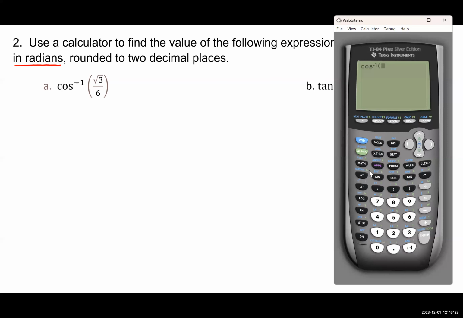Okay, so we want the square root of 3. The square root is above the x squared button. So second x squared will give us a square root. Square root of 3. I'll use the right arrow to get the cursor out of the square root. Fraction means division, so divided by 6. All right, so there's the cosine inverse of the square root of 3 divided by 6. I already made sure my calculator is in radian mode, so we should be good to go.